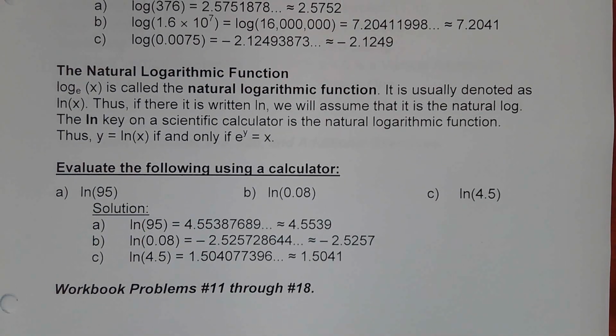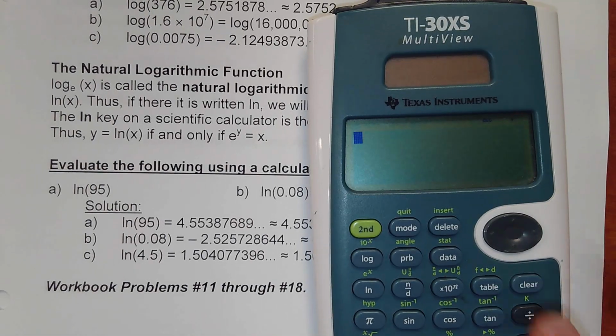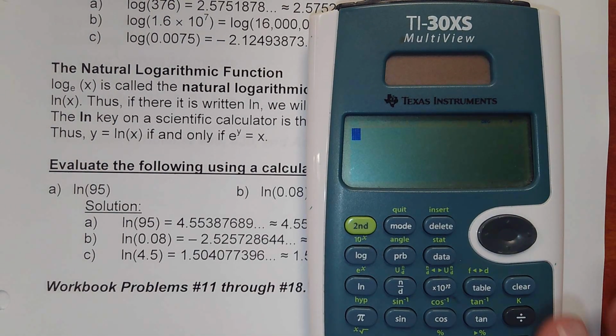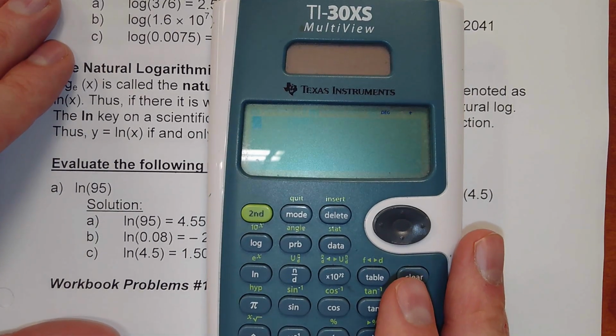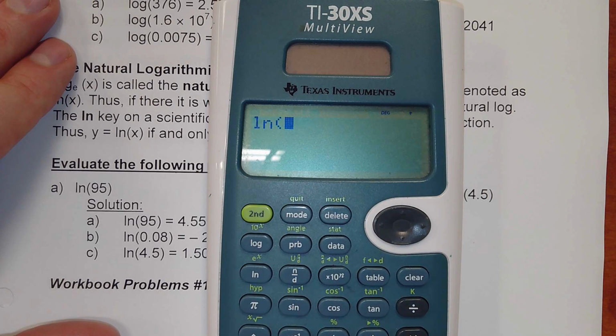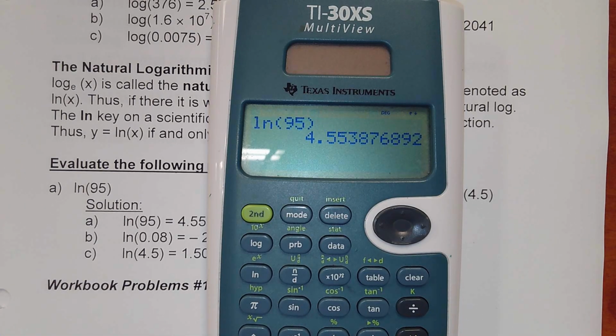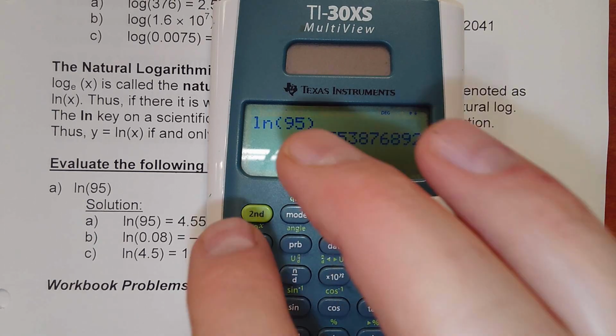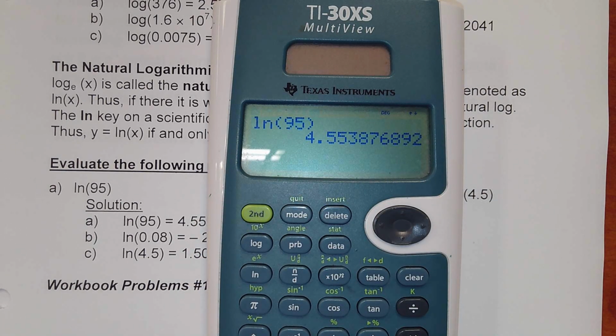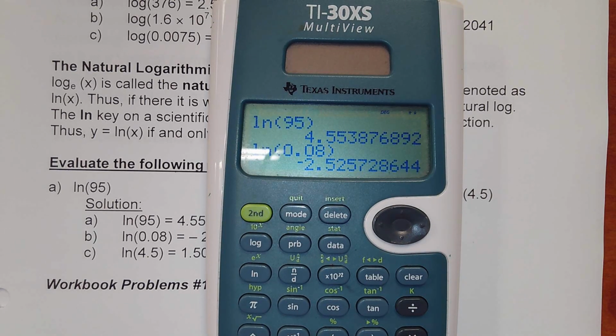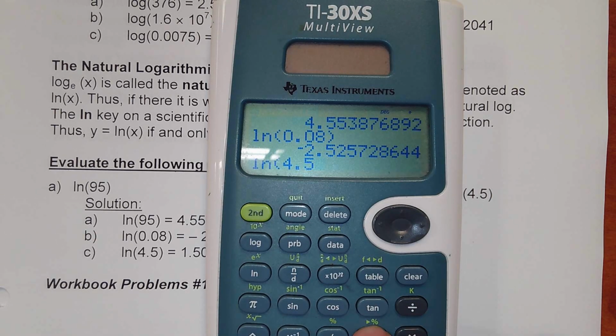So here's a few exercises for you to try on your calculator. Make sure you can do it on your calculator, particularly if you have a different type of calculator than this one. Most calculators nowadays, you type the ln key and then the number and hit enter. Some of the older ones you'll need to type the number first and then hit the ln key, or the log key. So you'll just have to try that out. So let's do ln of 0.08, and then ln of 4.5.